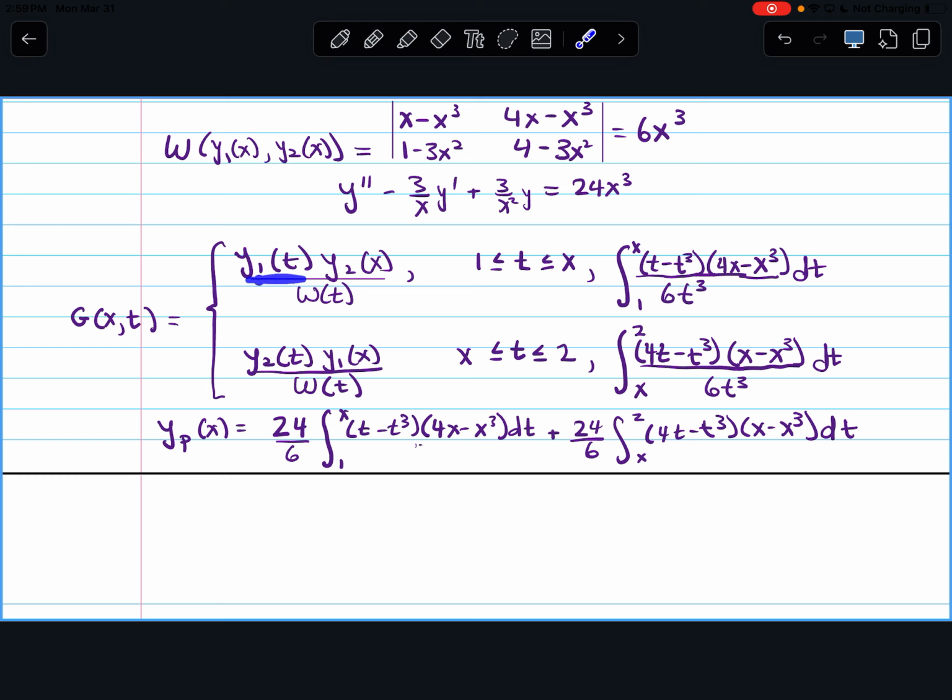In other words, y1 of t. That's going to be for the integral from 1 to x. So notice, there's y1 of t, y2 of x over 6x cubed. Now, for the rest of it, from x to 2, I go y2 of t, y1 of x. Same process. So you see I've got it here.